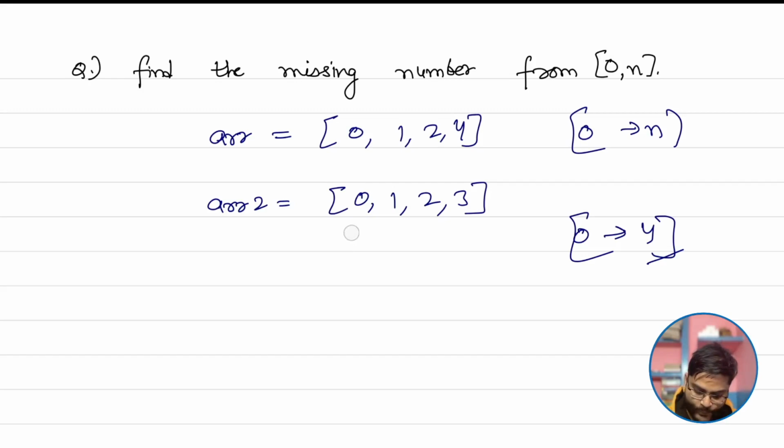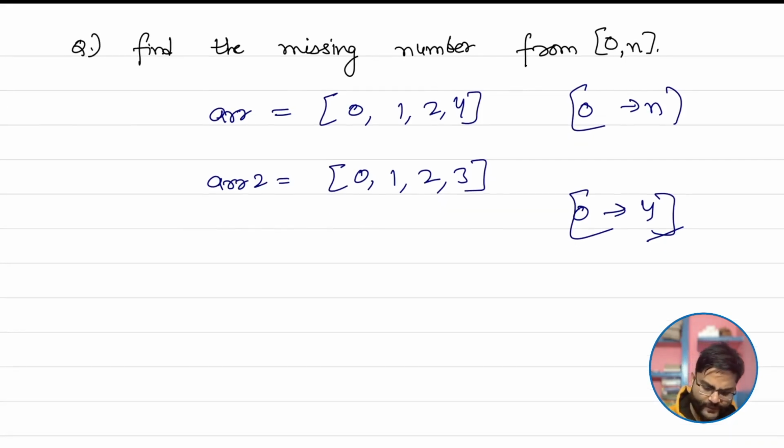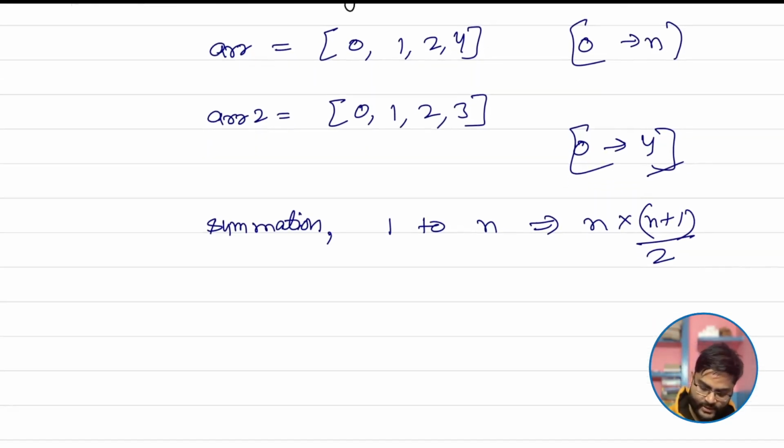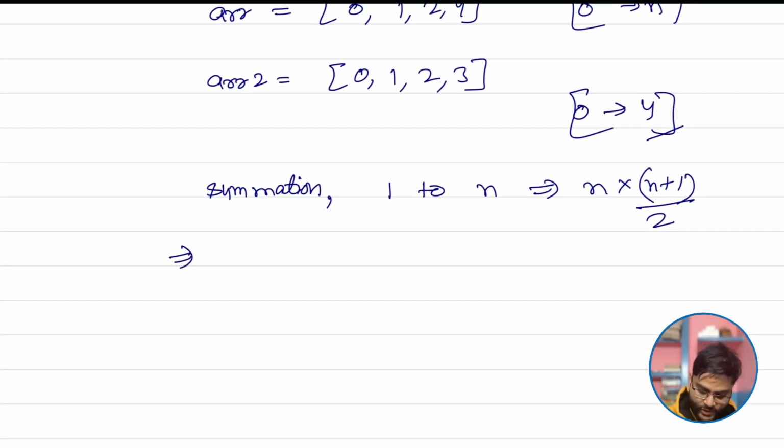Now how can we find that missing number? The very first approach that comes to my mind is the summation. If I ignore 0 for now, what is the summation from 1 to n? It is nothing but n into n plus 1 by 2, correct? So let's say n is 4. What will my summation be? It will be 4 into 5 by 2, which is nothing but 10.